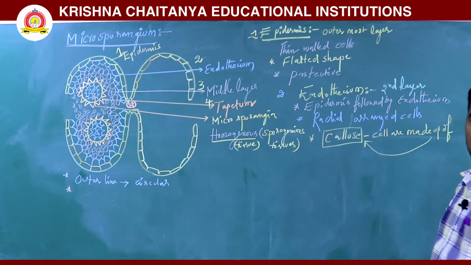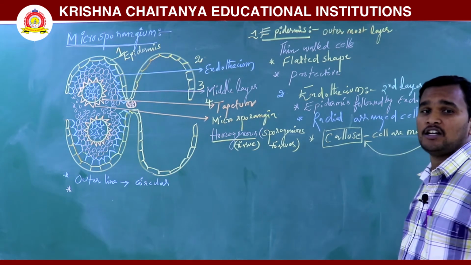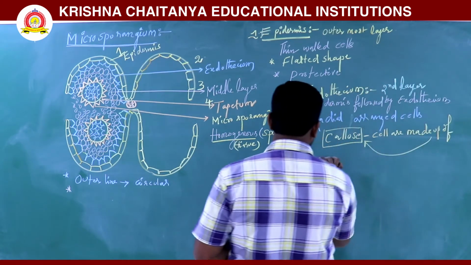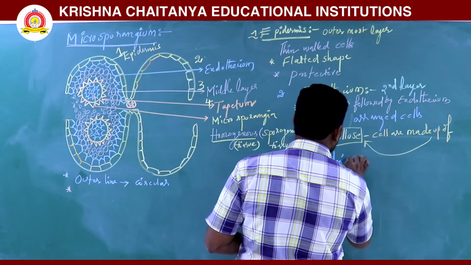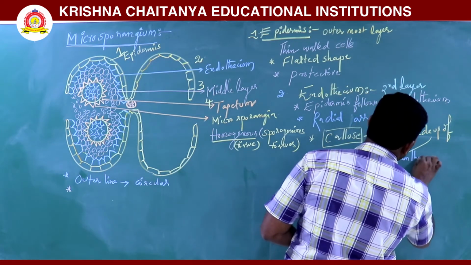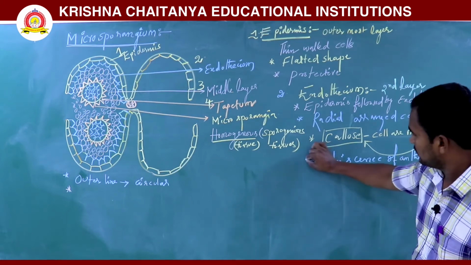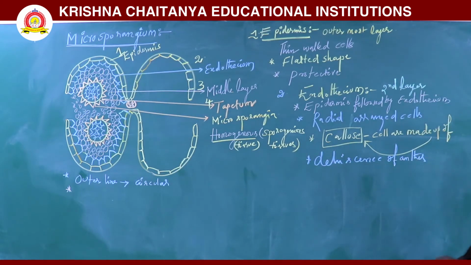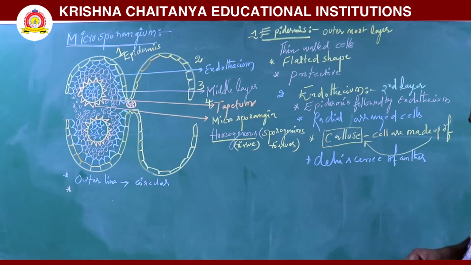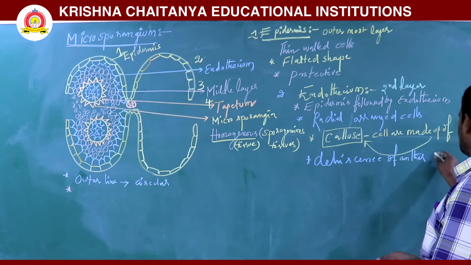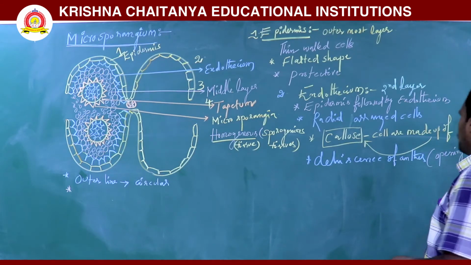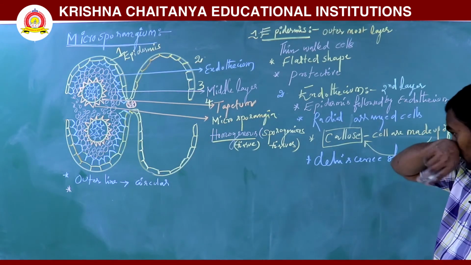What is the use of callus? Callus also helps in the dehiscence of the anther. Dehiscence means opening. It also helps in the opening of the anther.